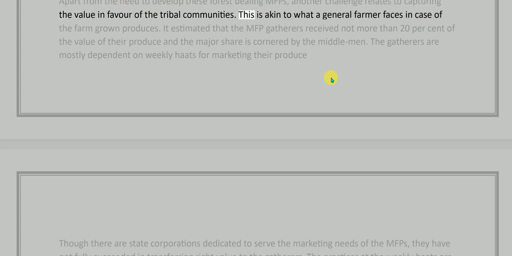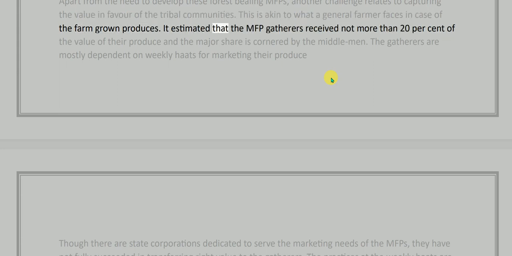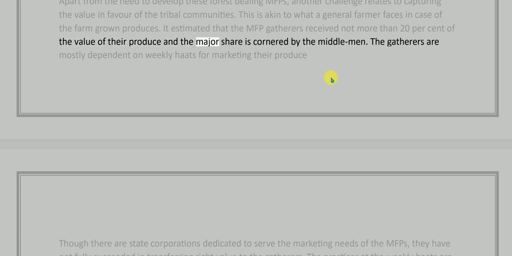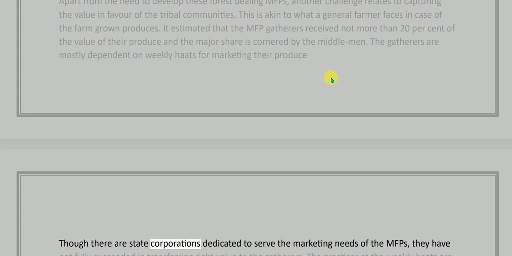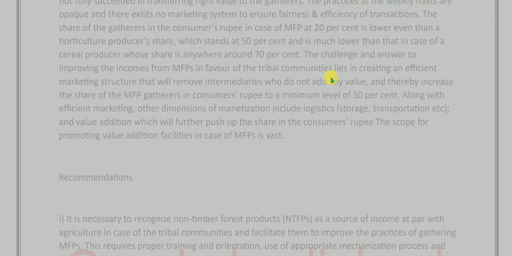This is akin to what a general farmer faces in the case of farm-grown produce. It is estimated that the MFP gatherers receive not more than 20% of the value of their produce, and the major share is cornered by the middlemen. The gatherers are mostly dependent on weekly haats for marketing their produce. Though there are state corporations dedicated to serving the marketing needs of the MFPs, they have not fully succeeded in transferring the right value to the gatherers.